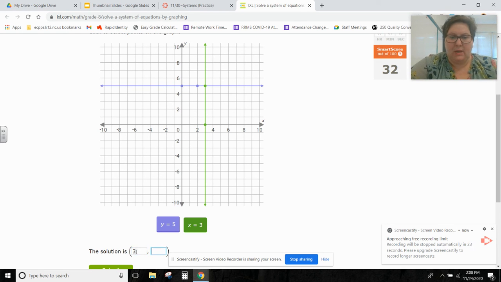So make sure you type in your solution, take a screenshot of this, and that's how you solve systems of equations.